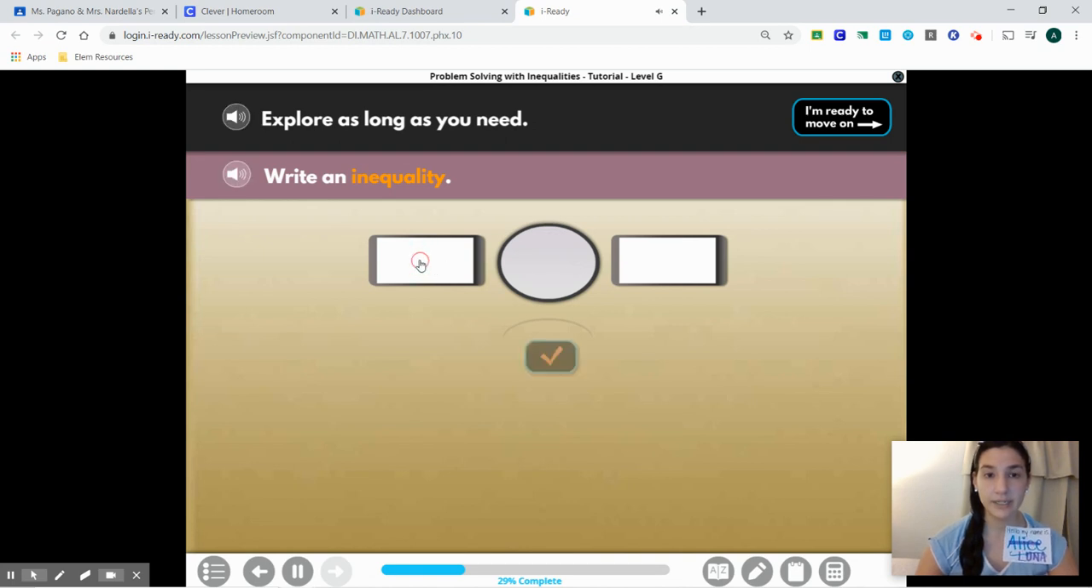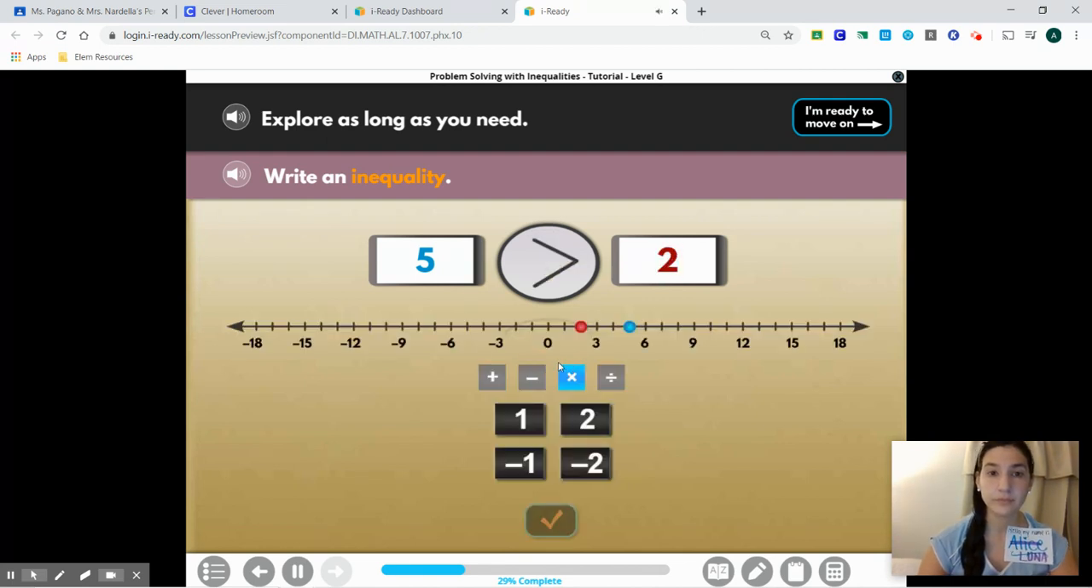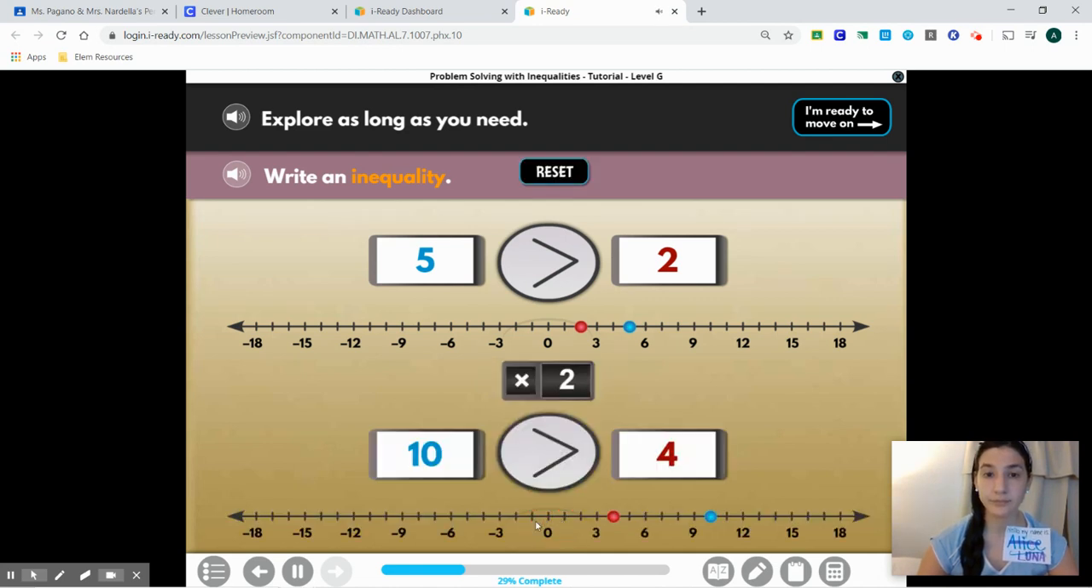Okay, so let's take an example. Let's do 5 and 2. We know that 5 is greater than 2. Let's multiply both sides by +2. Okay, 5 times +2 gave us 10. 2 times +2 gave us 4. We multiply by a positive number, our inequality symbol remained the same.